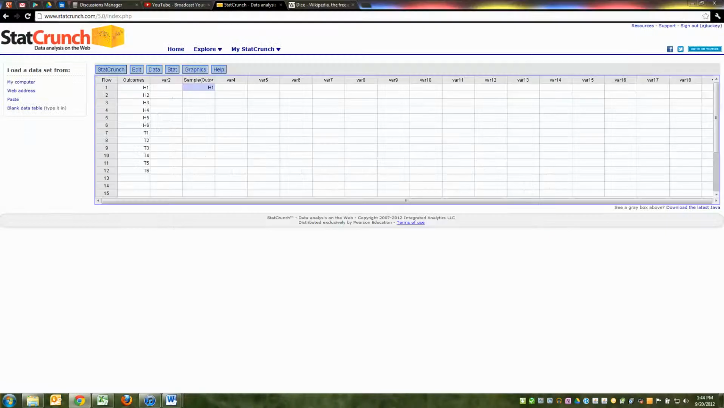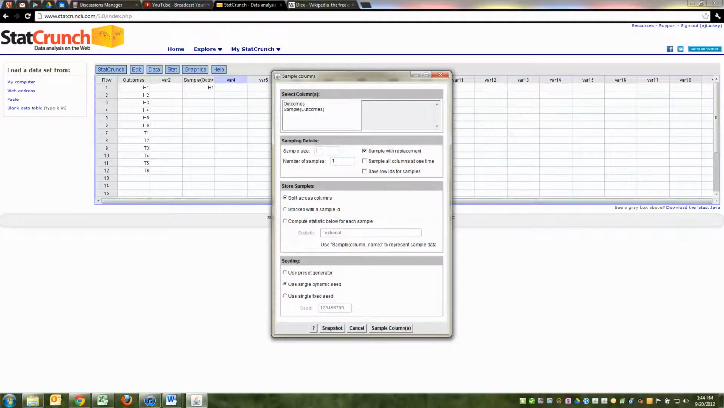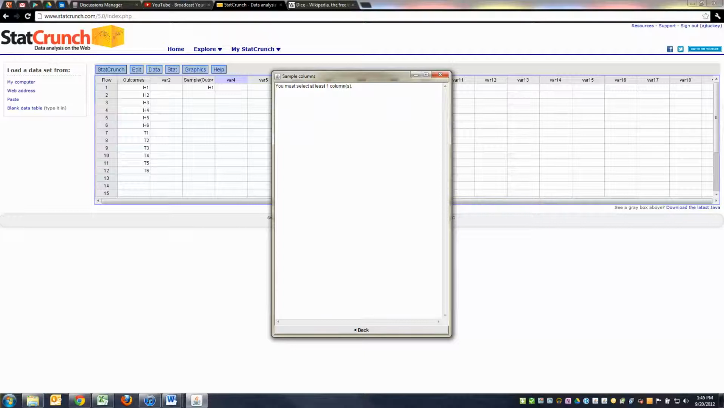So I'm actually going to simulate that. Let's pretend you have a class. I'm going to sample columns. I'm going to sample with replacement, and I'm going to assume we have a class of size, I don't know, 30. So I want samples of size 30. I want to do it with replacement because everybody's got to have an equally likely chance of getting all of these. And I don't want to split it across the columns, I want it stacked with a sample ID. Splitting across the columns would make each one its own person, which we don't really want.